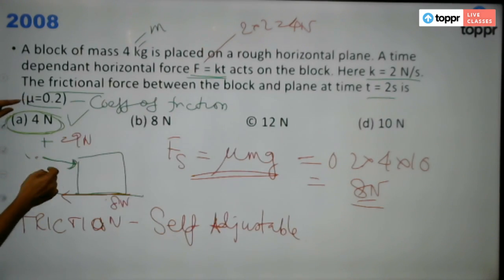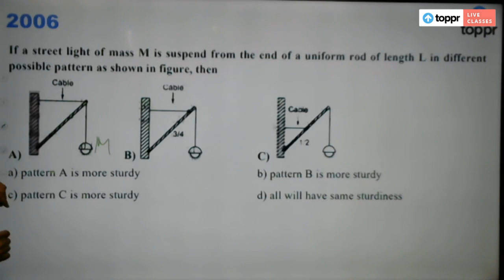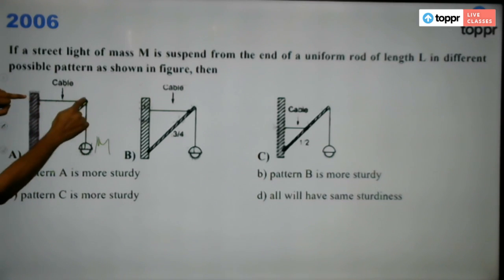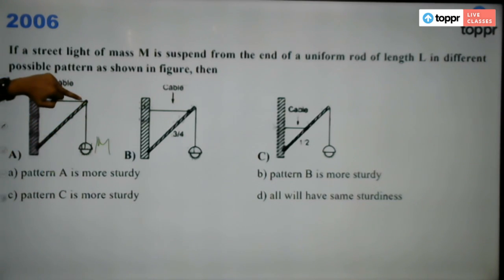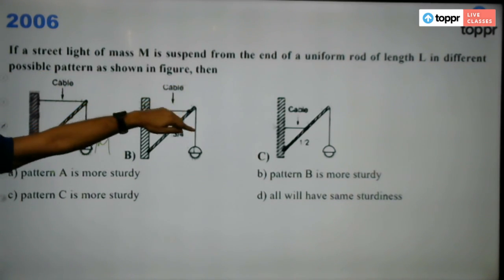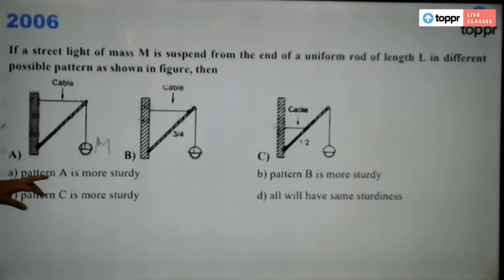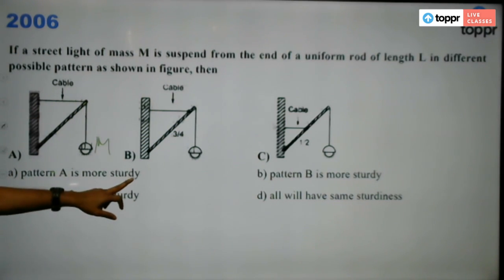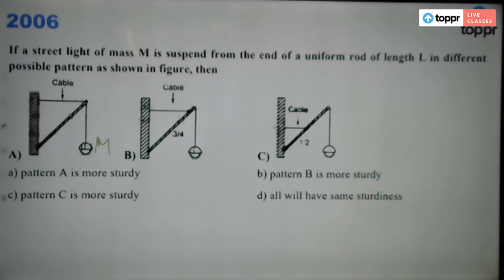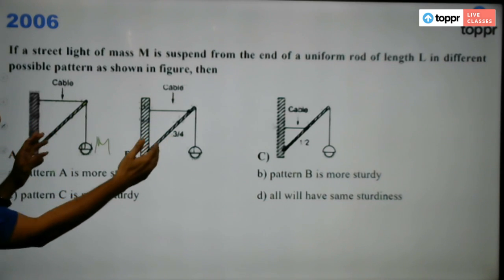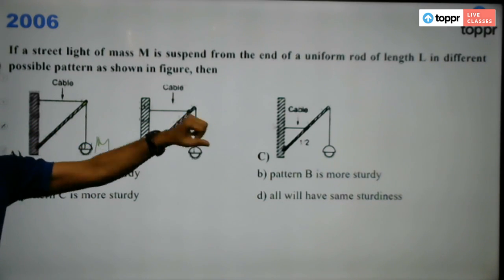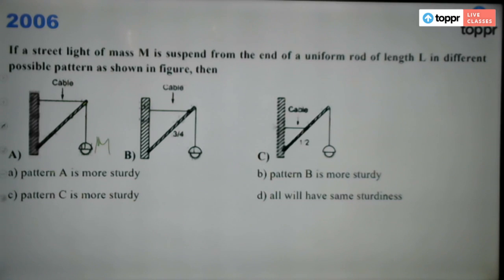Here, this string is attached to the topmost corner of the bar. Here it is at 3/4. Here the cable is at half. Now the question is, which pattern is more sturdy, meaning more strong? What do you mean by this? Which way of attaching this street bulb is more strong? It means definitely it should be stable.